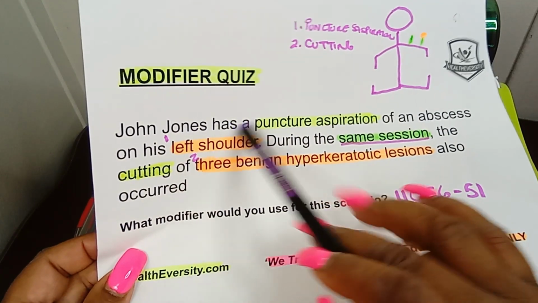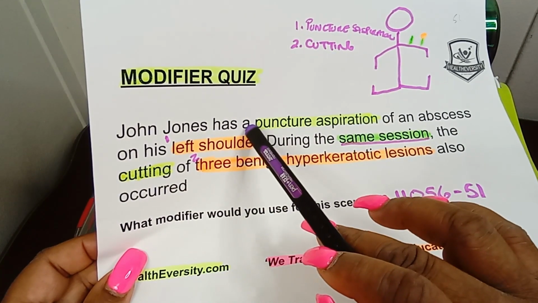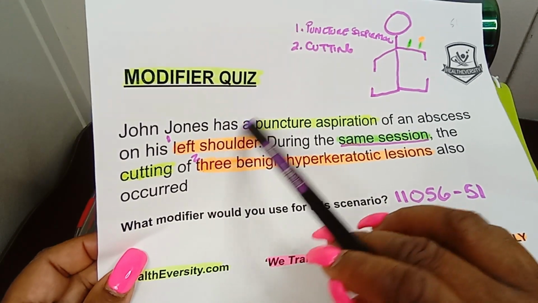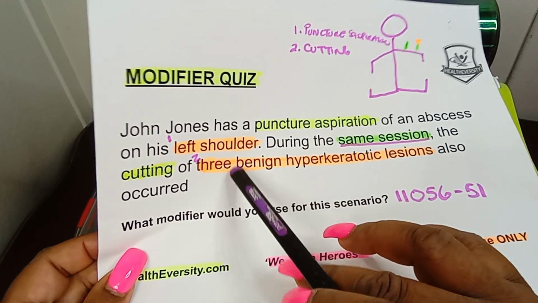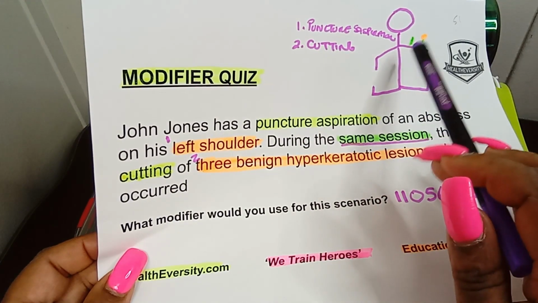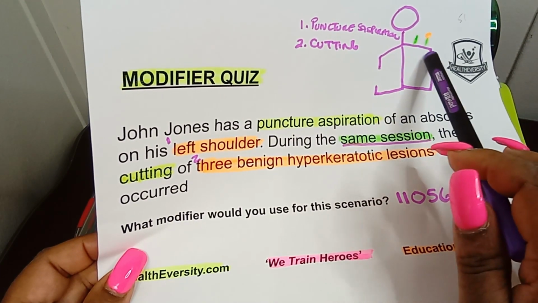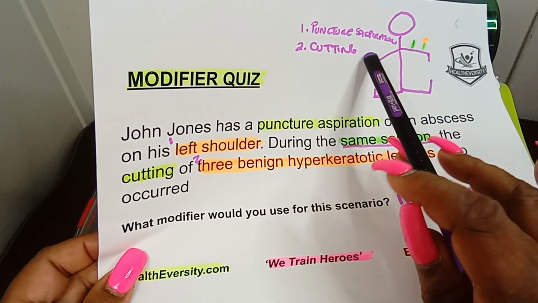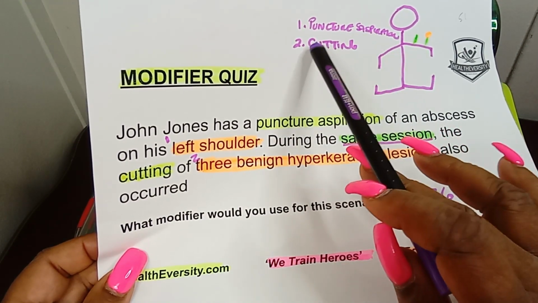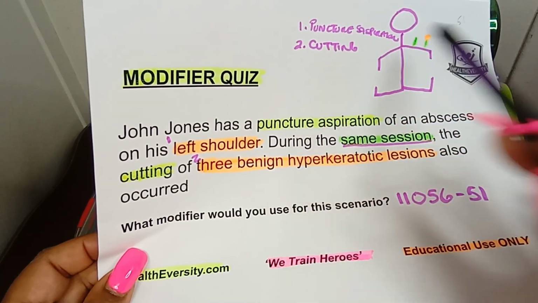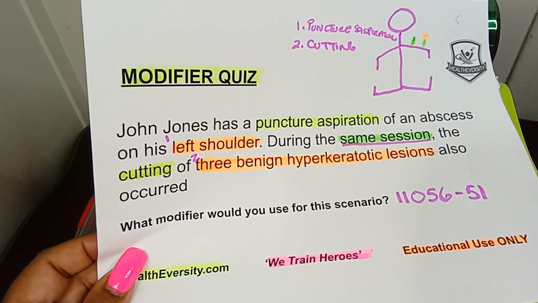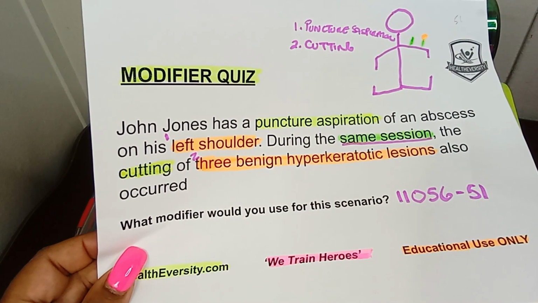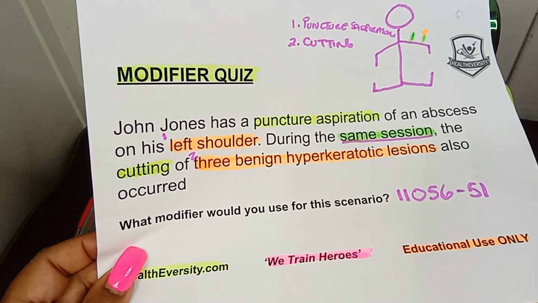So see, the first procedure, they did it with the puncture aspiration on his left shoulder, and during that same time they handled 3 benign lesions. So that's where it is multiple procedures in the same area. So you have the puncture aspiration, and then you have the cutting. So you have 2 procedures, right? So you use modifier 51, and there you have it with modifier 51.